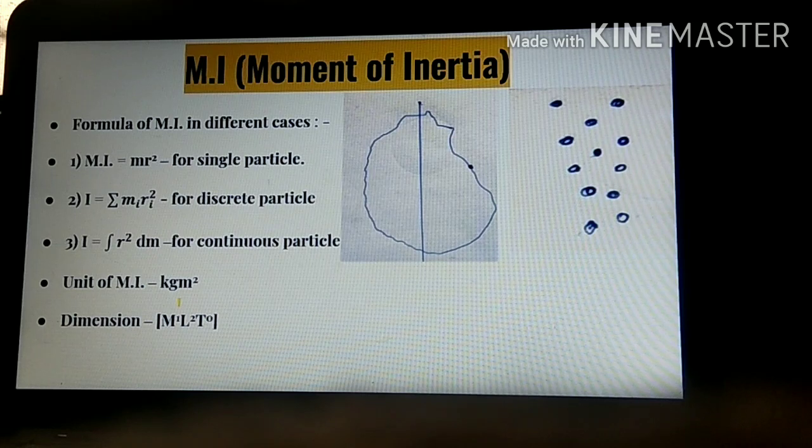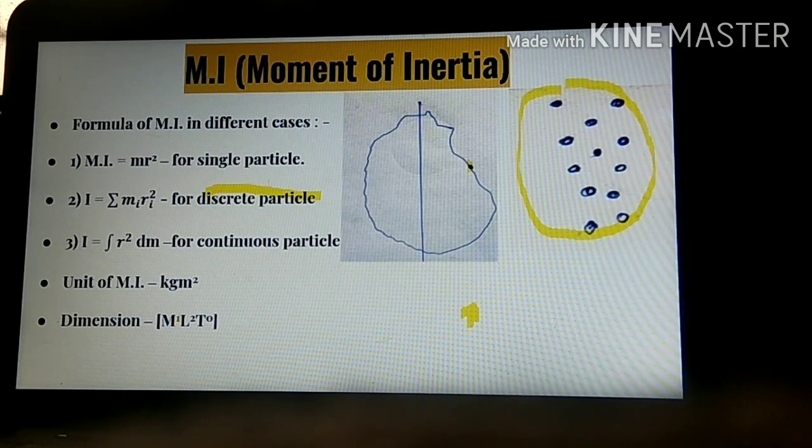So we have different formulas for different moments of inertia. Moment of inertia for a single particle: if the particle is over here, this is a single particle, then its moment of inertia is given by mr square. Similarly, moment of inertia of discrete particles. Discrete means they are not joined together, like different stars which are not joined together. But the whole moment of inertia can be found out, which is given by summation mi ri square.